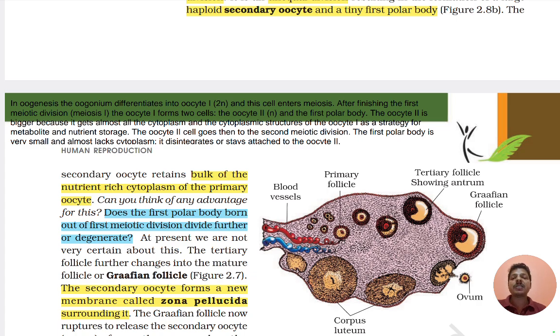The oocyte 2 cell then goes to the second meiotic division. The first polar body is very small and almost lacks cytoplasm. It disintegrates or stays attached to the oocyte 2.